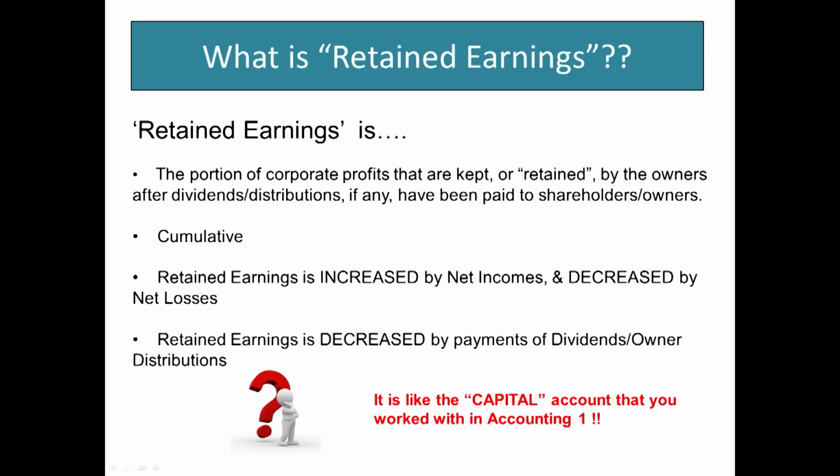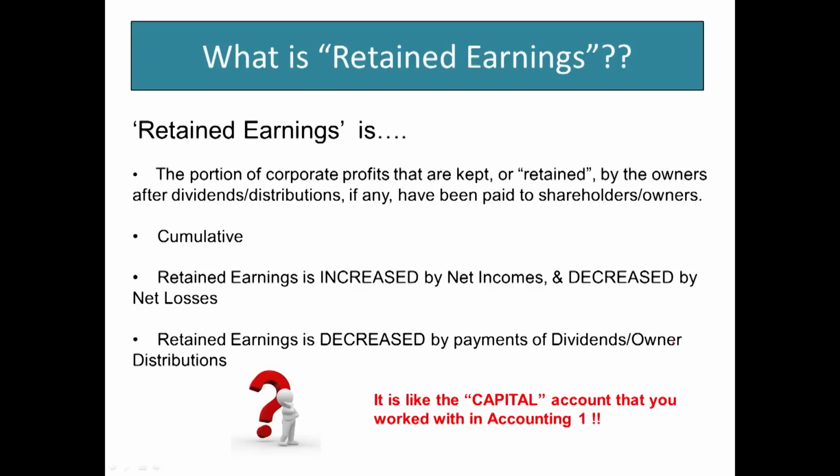It decreases with payments of dividends or owner distributions. Remember how the capital account goes down with withdrawals in a sole proprietorship? Well, it's the same way. Retained earnings goes down with owner withdrawals, but a lot of times we don't call them owner withdrawals with a corporation. What do we call it when the company distributes cash to the owners? Dividends. So looking at the slide, retained earnings is decreased by payments of dividends or owner withdrawals. Do you see how it's extremely similar to the capital account? But please know this. It's a very important account, and we'll talk about it a lot in this chapter, okay?